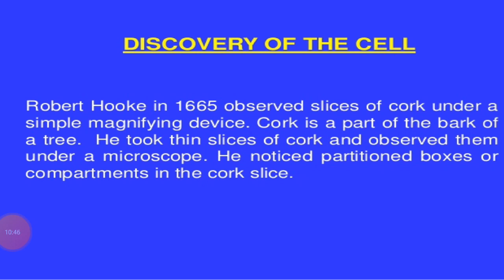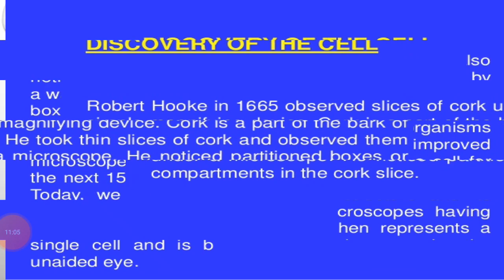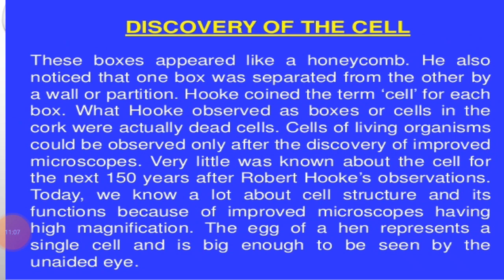So in this way the discovery of the cell is possible. It was discovered by Robert Hooke in 1665. He observed a thin slice of cork with the help of a microscope and saw small compartment-like structures, and later on these compartments were called cells. Robert Hooke was the scientist who first discovered the cell, and I have told you how the discovery of the cell is possible.